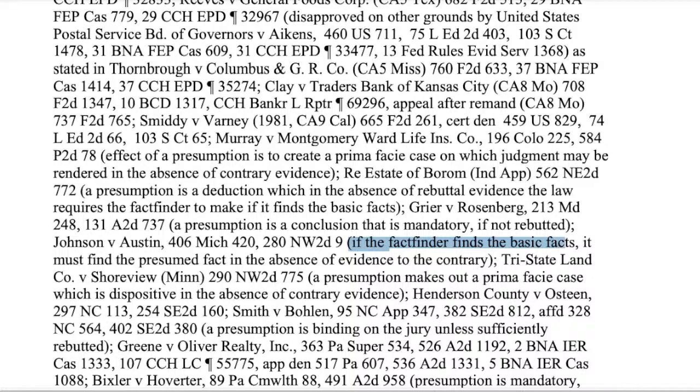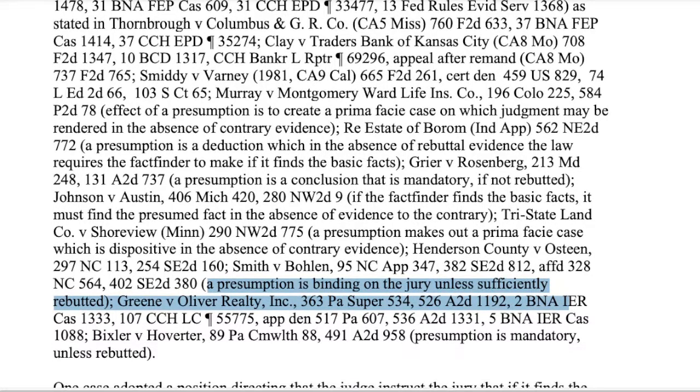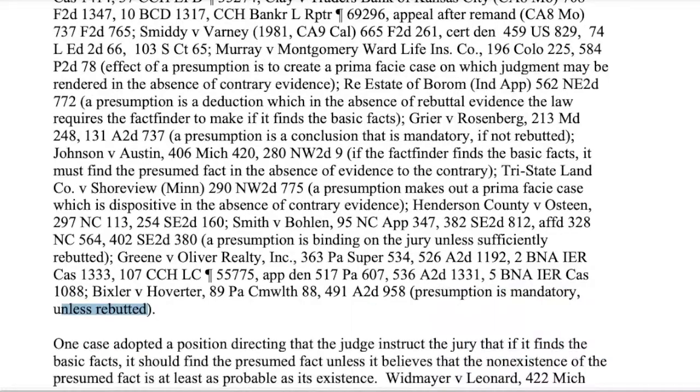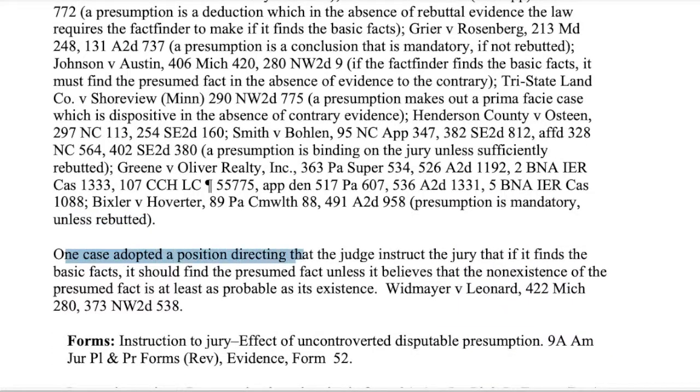If a fact finder finds the basic facts, it must find the presumed fact in the absence of evidence to the contrary. A presumption makes out a prima facie case which is dispositive in the absence of contrary evidence. A presumption is binding on the jury unless sufficiently rebutted. A presumption is mandatory unless rebutted. One case adopted a position directing that the judge instruct the jury that if it finds the basic facts, it should find the presumed fact, unless it believes the non-existence of the presumed fact is at least as probable as its existence. So if the non-existence is as probable as its existence, then it should not find the presumed fact.